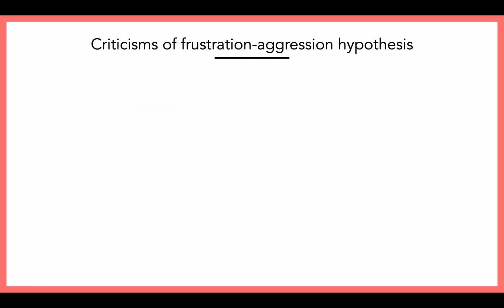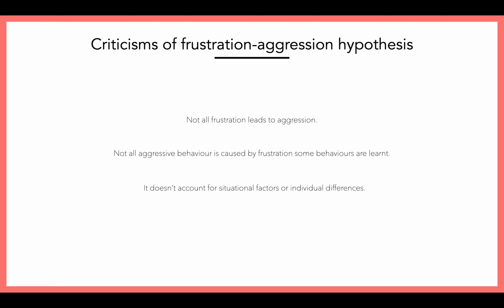So, criticisms of this hypothesis: not all frustration leads to aggression. Some people can control their frustration. Not all aggressive behavior is caused by frustration, because some behaviors are learnt, again, Bandura. And it doesn't account for all situational factors or individual differences such as personality, etc. So there's a lot of things that they don't consider. They just say if you're frustrated, you'll have aggression and you need to release.